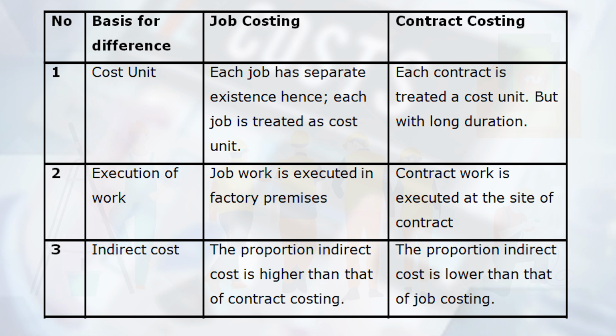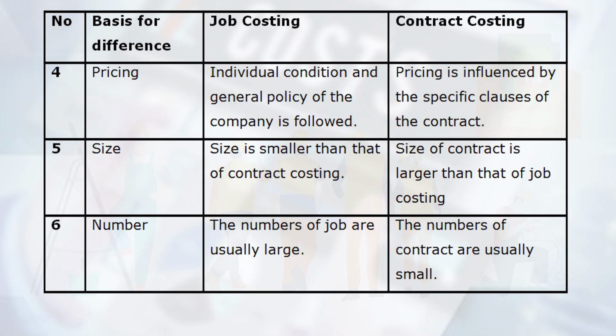Third point of difference is indirect cost. The proportion of indirect cost is higher in case of job costing than that of contract costing, whereas the proportion of indirect cost is lower under contract costing than that of job costing. Fourth point of difference is pricing. Under job costing, individual condition and general policy of the company is followed, whereas in case of contract costing, pricing is influenced by specific clauses of the contract.